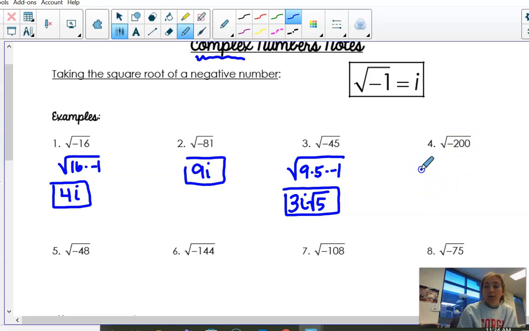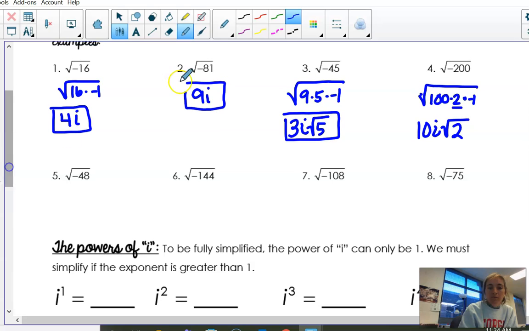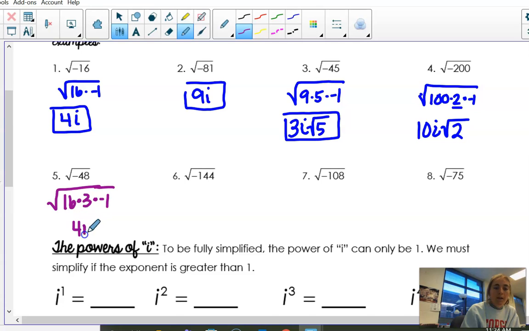All right, the square root of -200. Think about this as 100 times 2 times -1. The square root of 100 is 10. The square root of 2 will be left over. The square root of -1 is i. So this is 10i times the square root of 2. All right, number 5, the square root of -48. 16 times 3 gets us 48, and 16 is the largest perfect square that goes into 48. And then with the negative part, we'll use -1. So this is 4i times the square root of 3.